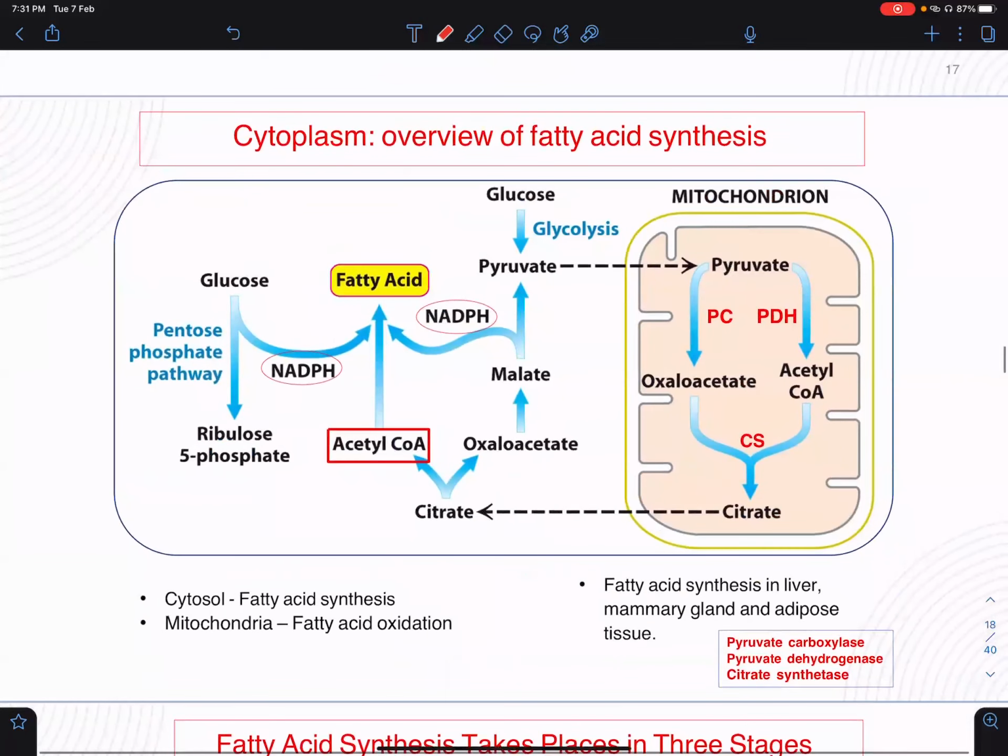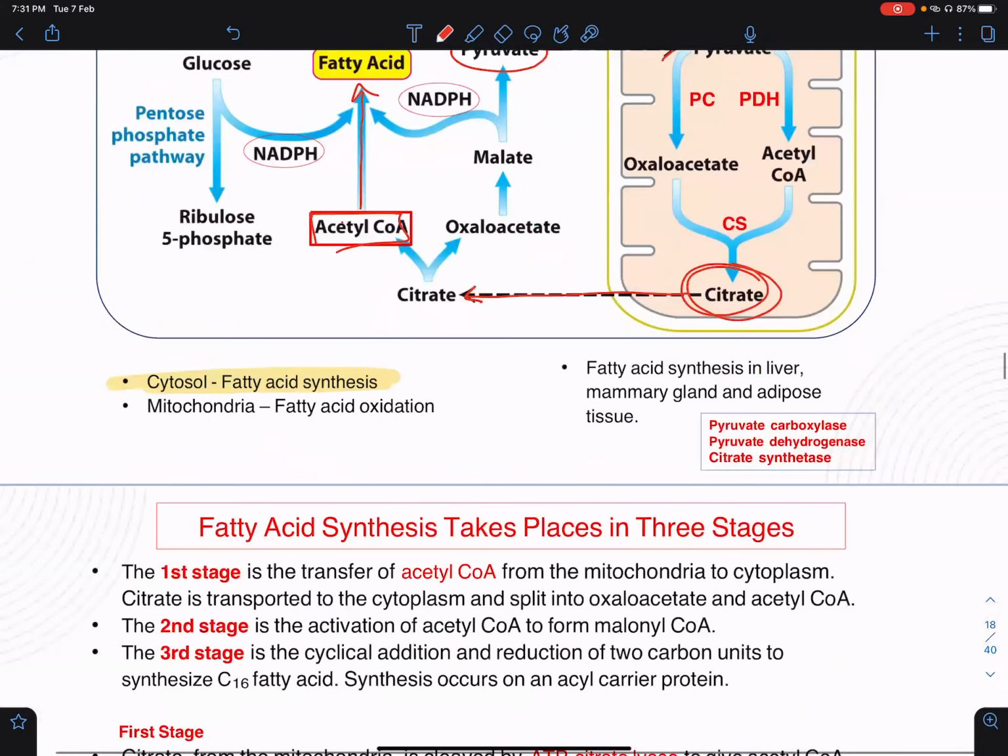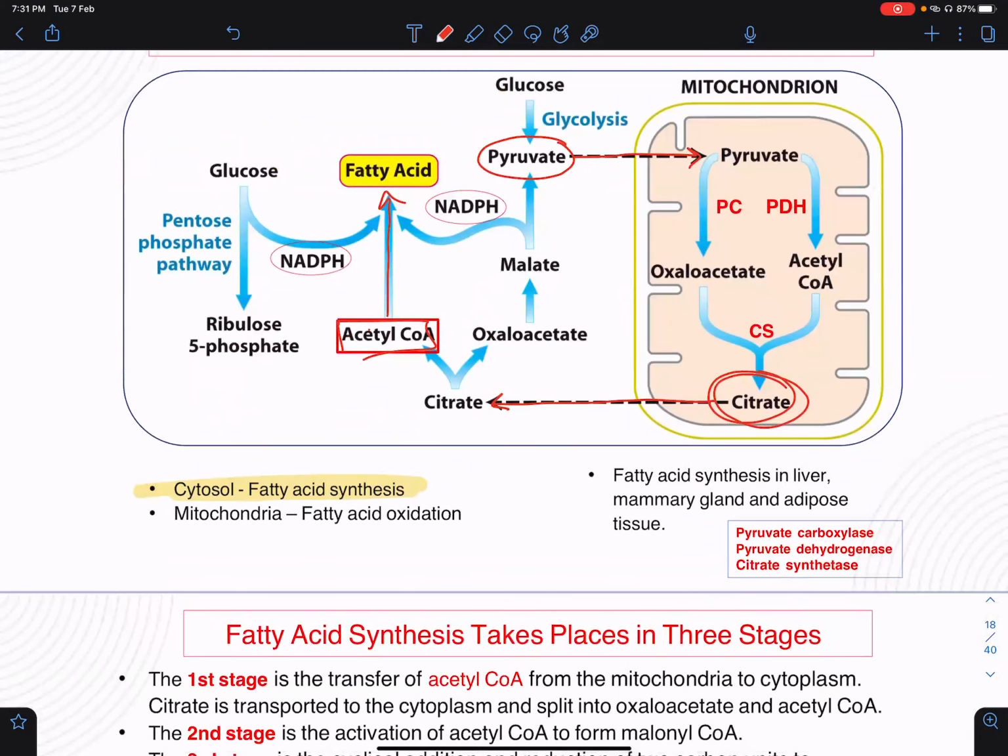Now, this is what he's mentioning here. Again, keep in mind, fatty acid synthesis occurs in the cytosol, okay? So what's happening over here? Pyruvate from glycolysis moves into the mitochondria, where it's converted into citrate. Citrate leaves the mitochondria, where it's cleaved back into acetyl-CoA and oxaloacetate. The acetyl-CoA is taken into fatty acid synthesis. Is this part clear so far? Yes. Okay.